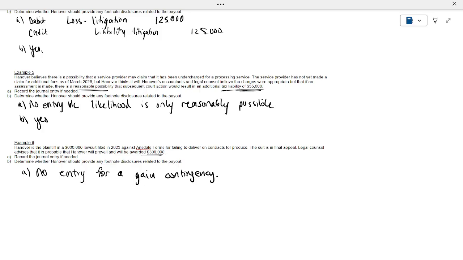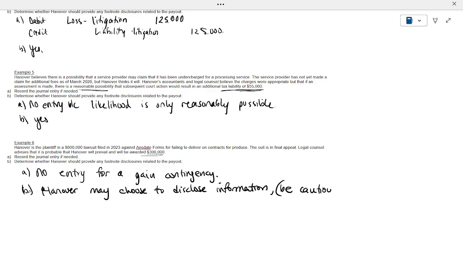Should the company provide footnote disclosure? Well, it's not a should it, it's does it want to. Hanover may choose. But again, the company should be very cautious in what it discloses. We never want to tell investors that, yes, we're going to get $300,000, because if something goes wrong and we don't get that amount, investors can sue us for making our financial statements look better than they really were.